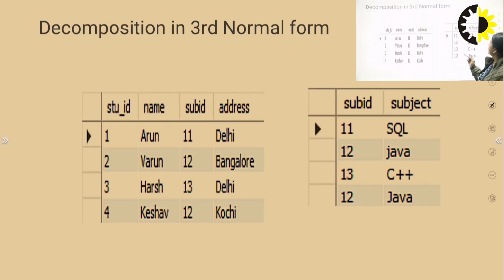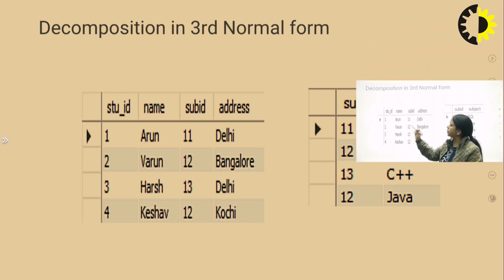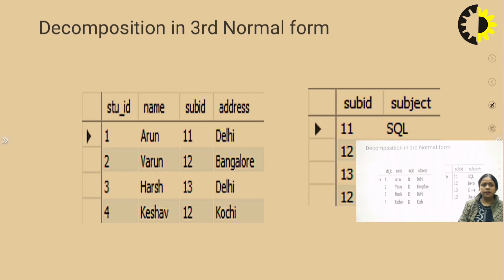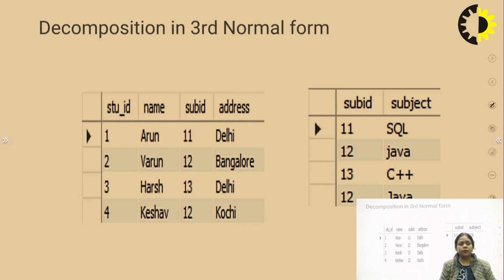So we have subject and sub ID here in a different table, and in the other table we have address, sub ID, name and student ID. So in this way, now the problem is dissolved, and we have removed the transitive dependency from the table, so by the help of decomposition we can convert any particular table into the particular normal form.